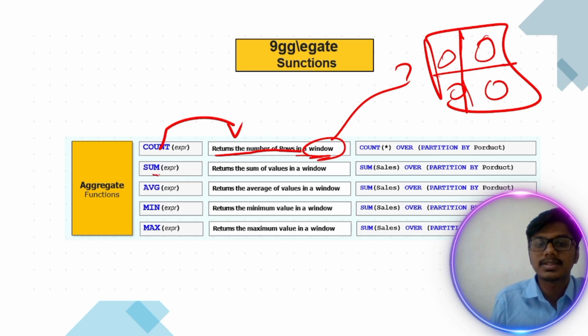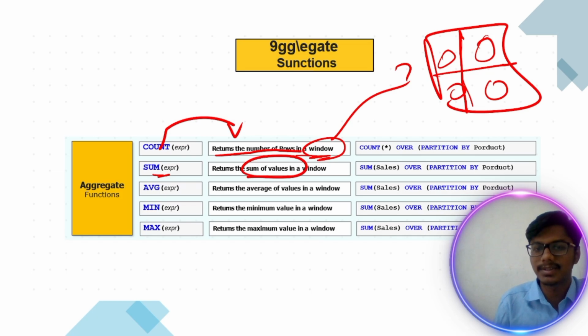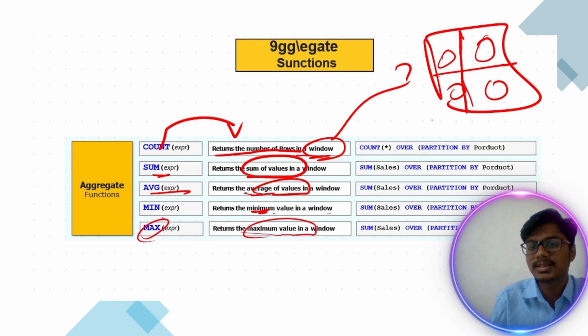The summary function is the sum function. The sum function is used to return the sum of the values. As we know from the previous video, the sum function is known, right? Sum function is used to sum the values in the window. The average function returns the average of the values in a window, the min function returns the minimum value in a window, and the max function returns the maximum value in a window.